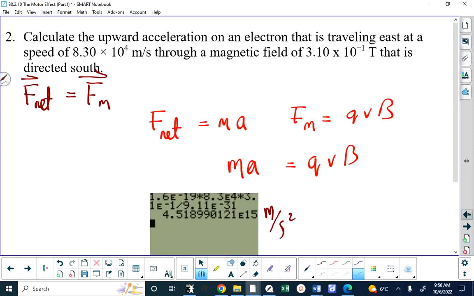Yesterday we did a problem, I believe it was example 2, where we did this. We said, let's look at example 2. What's the upward acceleration of an electron traveling in a magnetic field? And I said, well, net force is ma. Magnetic force is QVB. And I wrote this.